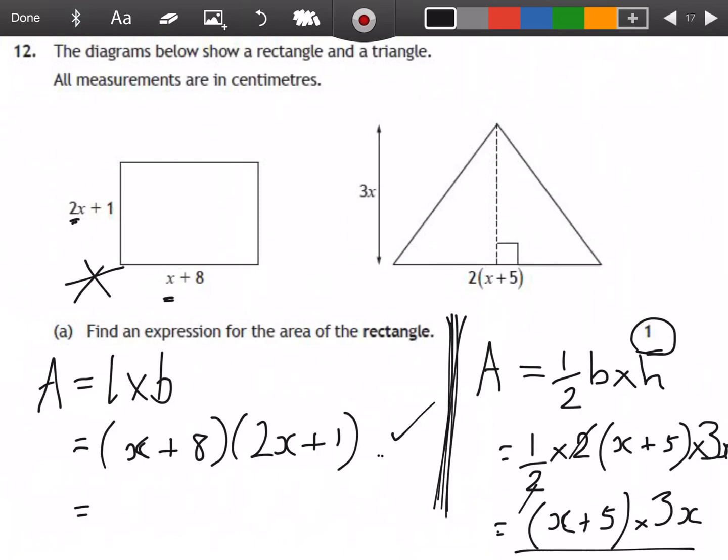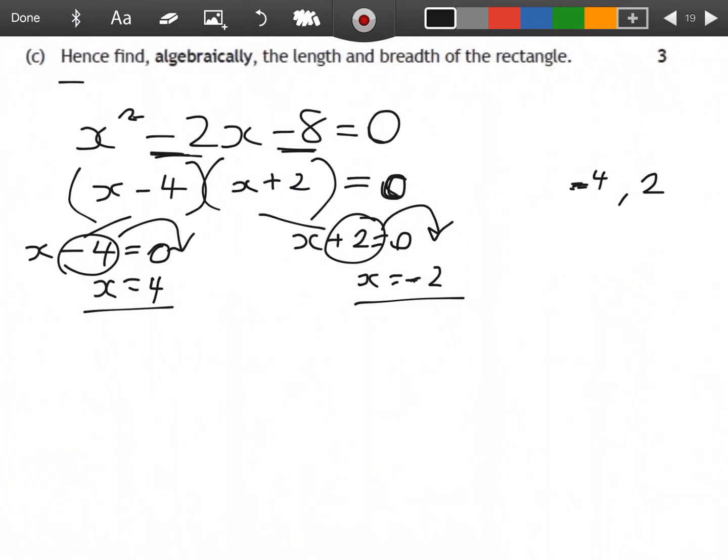If x was negative 2, 2 negative 2s is negative 4, add 1. It just doesn't work, right? You can't have a length that's negative. So this is our answer here for x. This is our value of x. That is not our value of x.